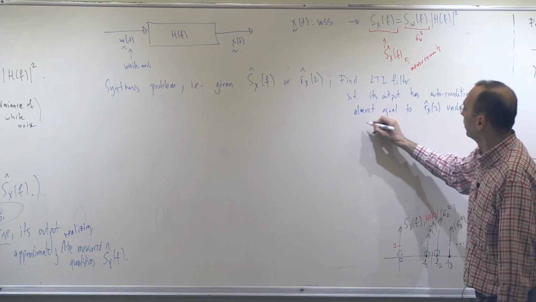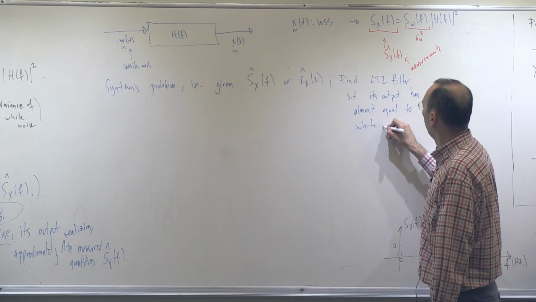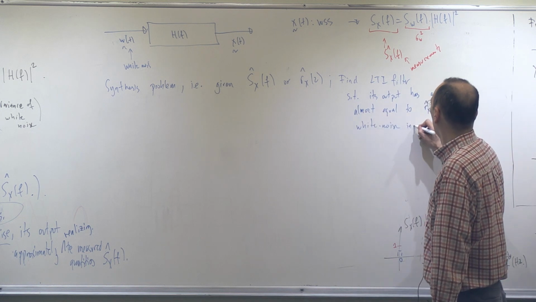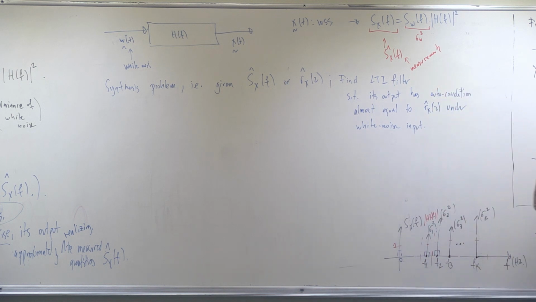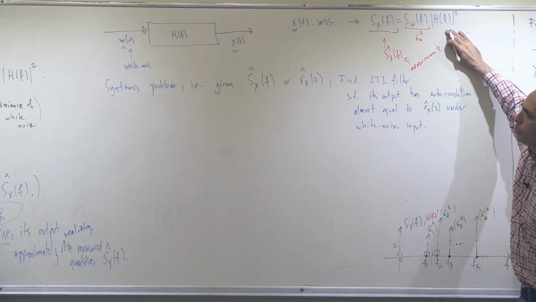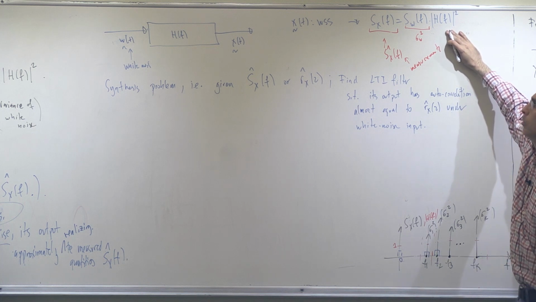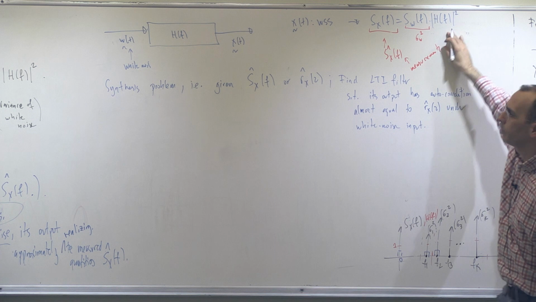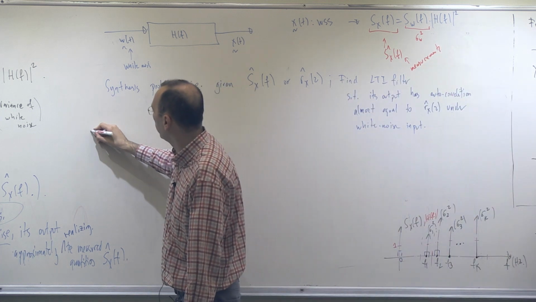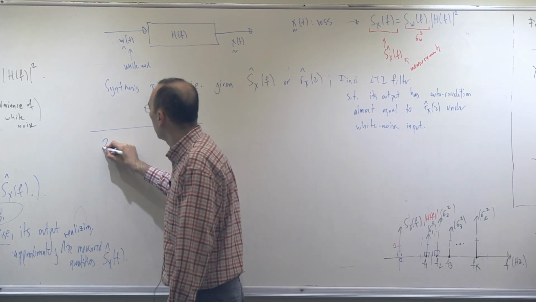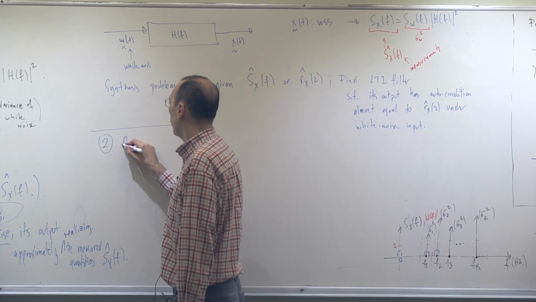Unfortunately, it's difficult to write under white noise input. We study this in some other courses. This is called spectral decomposition of the filter and so on, of the process and so on. Okay, but not in this course. This is one of the applications. Now, I would like to say one more thing about white noise.